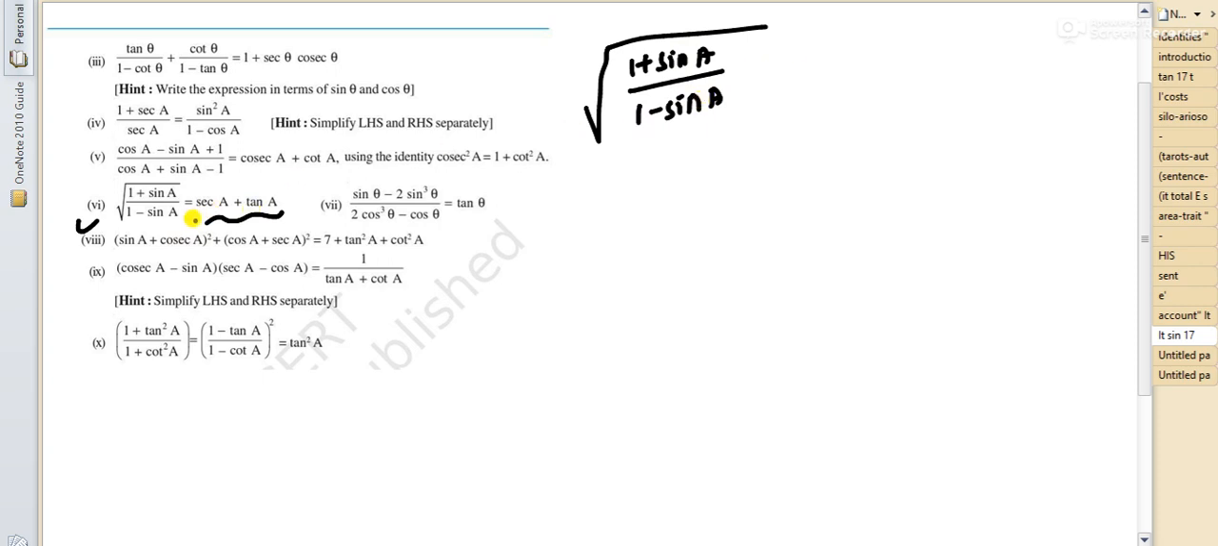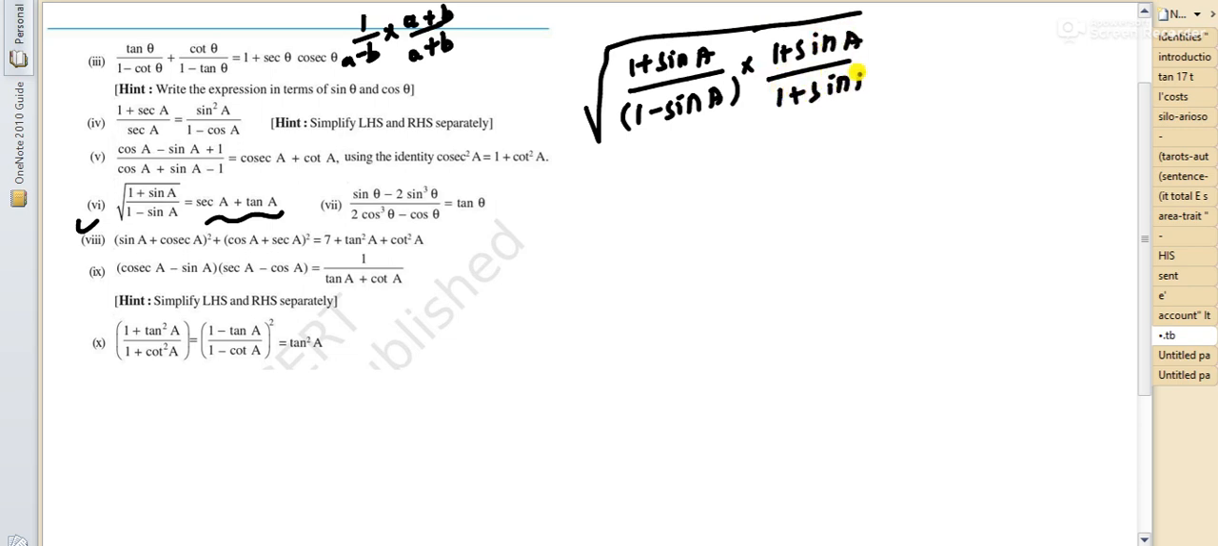They have not given any hint. So whenever you get something like this in the denominator, that is 1 by A minus B, always do rationalization of the denominator. 1 by A minus B, into A plus B, multiply and divide. So that's what I'm going to do here. Multiply and divide by 1 plus sine A, like this.